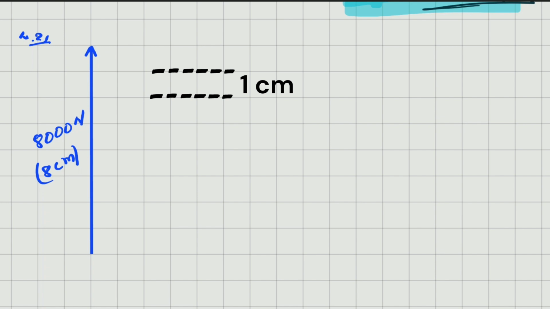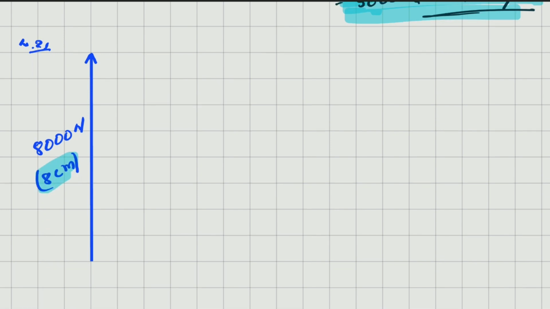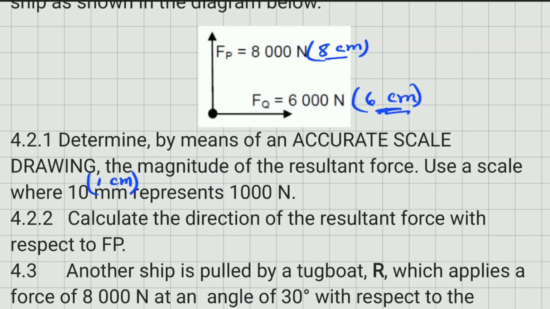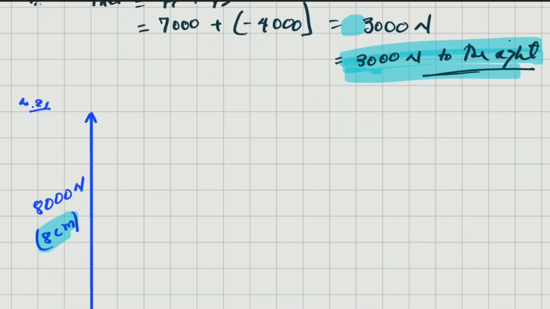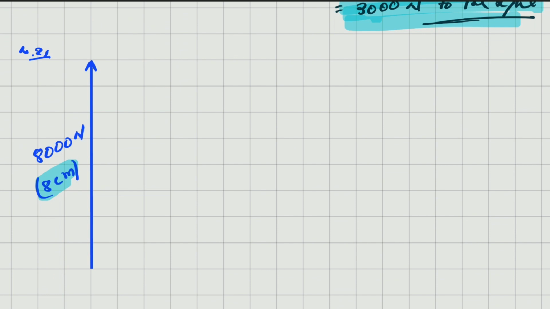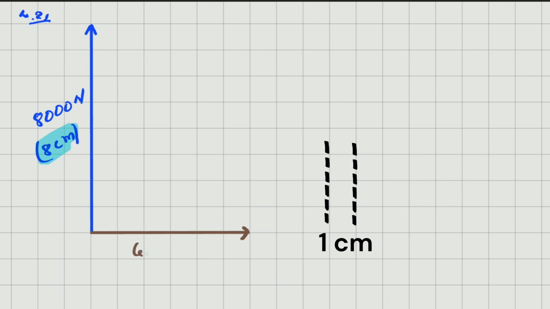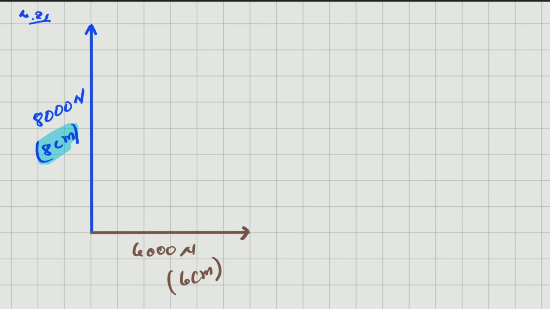For example, this one with the ruler, guys, this one is the 8,000 Newton, you see there, which would be equivalent to 8 centimeters. But you don't have to write the 8 centimeters, you write the 8,000 Newtons. You can see it here in the drawing, guys. It's not difficult. Now, you have to draw 6 centimeters to the right. And here we are. This one is 6,000 Newton and it was 6 centimeters to the right.